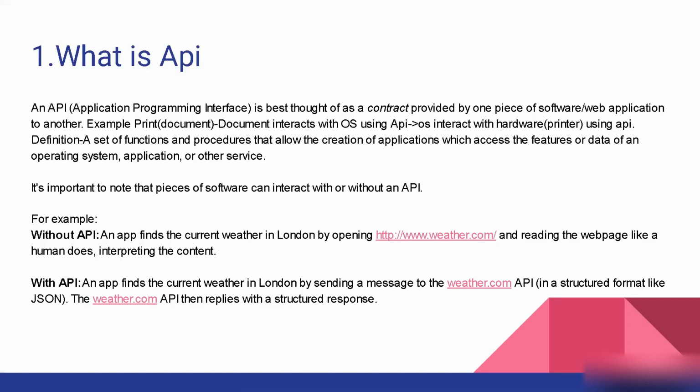Everyone uses a printer here, right? So what happens in a printer? A print document command from your computer is sent to the printer, right? So the document interacts with the OS using an API. The OS interacts with hardware using an API. So APIs are everywhere. By definition, it's a set of functions and procedures that allow the creation of applications which access the features or data of an operating system, application, or other service.